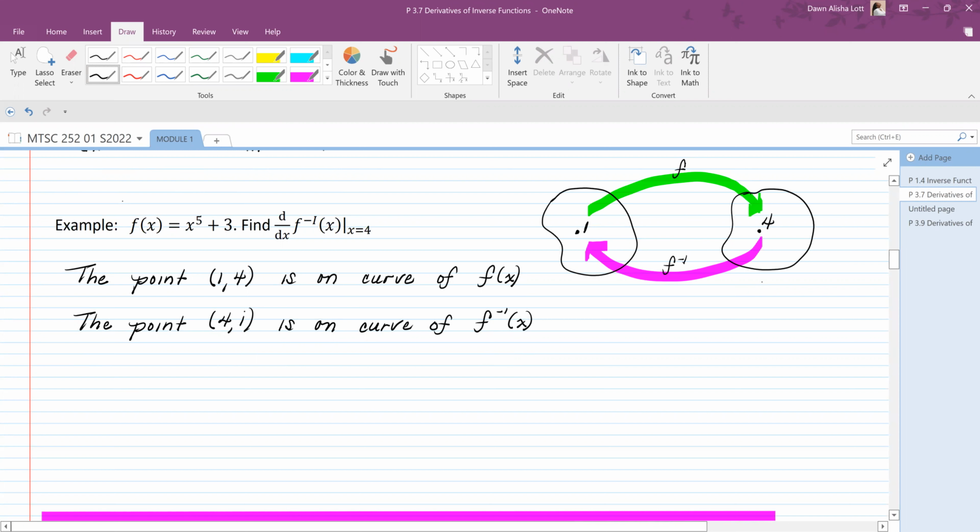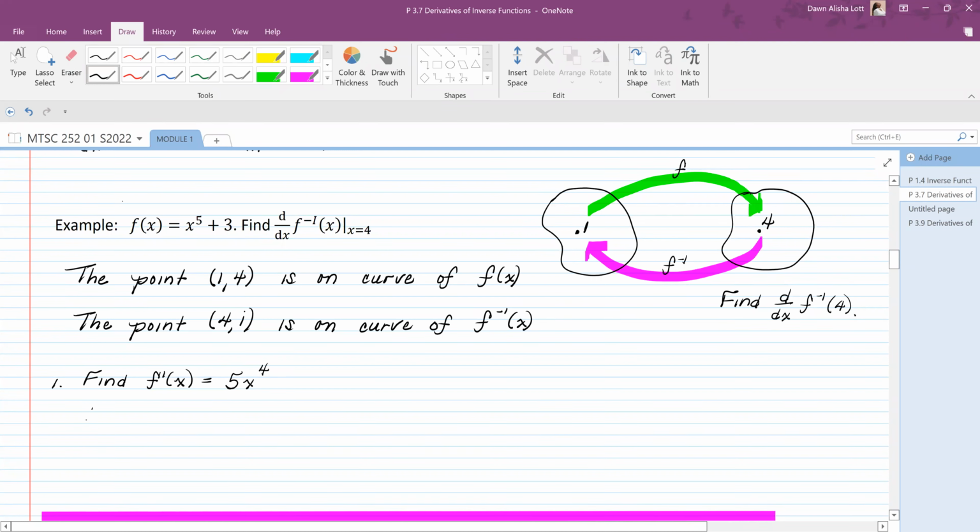So now I want the derivative of f inverse. What we're trying to find is the derivative of the f inverse function at 4. Okay, so what are our steps? The first is to find the derivative of our original function. And that turns out to be 5x to the 4th.